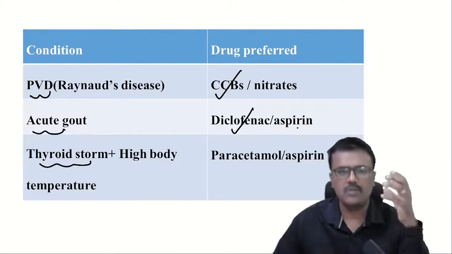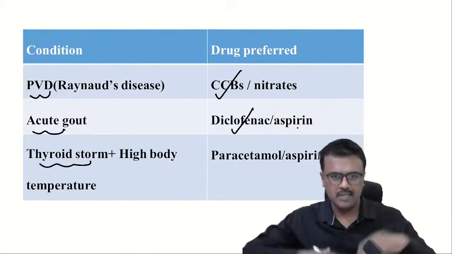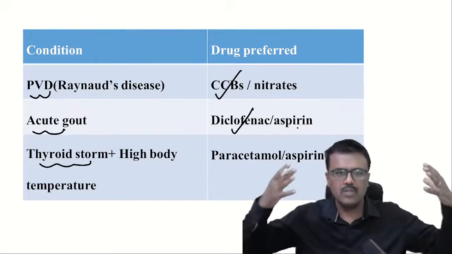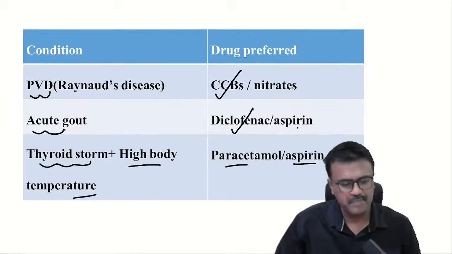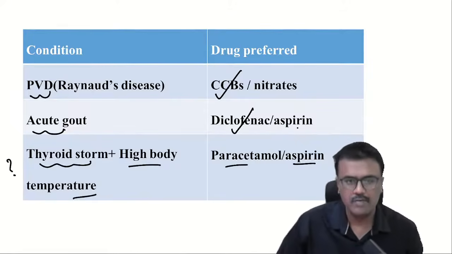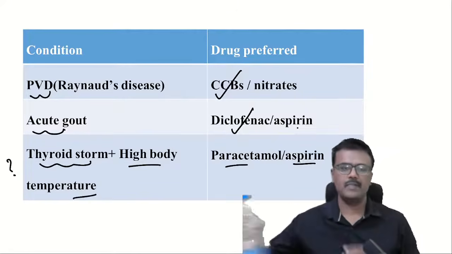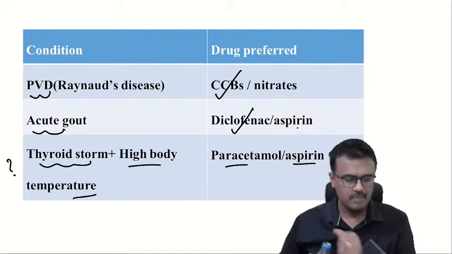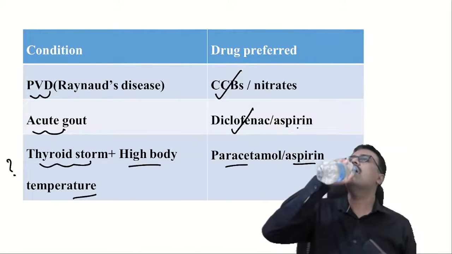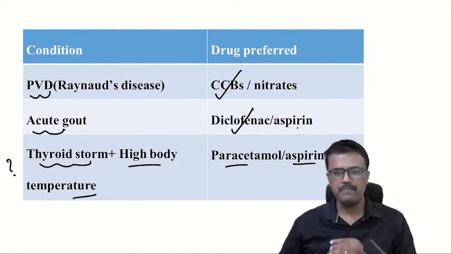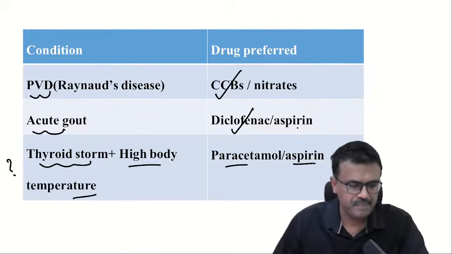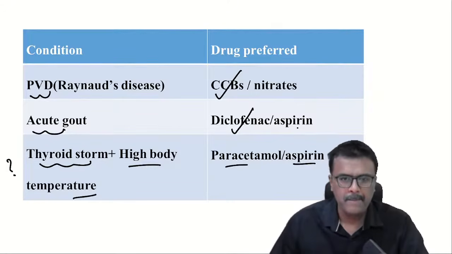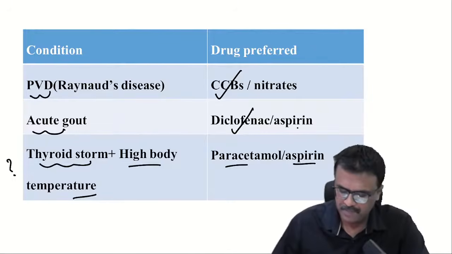Thyroid storm. Suppose you are doing a thyroid surgery and there was thyroid storm. The body temperature goes up. High body temperature. Will you give paracetamol or will you give aspirin? This you answer, guys. I will be waiting for your answer. Yes, I will go for paracetamol.